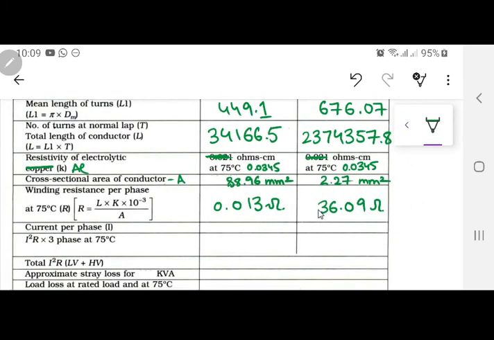Okay, what was the current per phase? You go to the high voltage winding or the low voltage winding in the design. What was the per phase current? I guess in high voltage it was 3 point something. 3.03 amperes, and what about low voltage? 133.3 amperes. Okay, do it: I square R multiplied by 3. Current is there, resistance is there. Find out I square R and multiply it by 3 now.